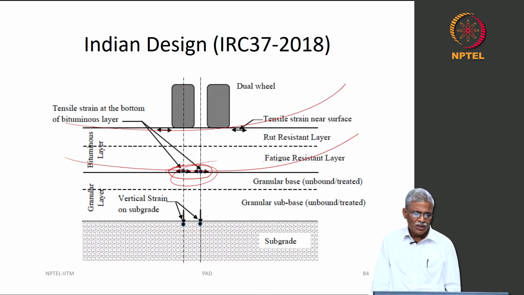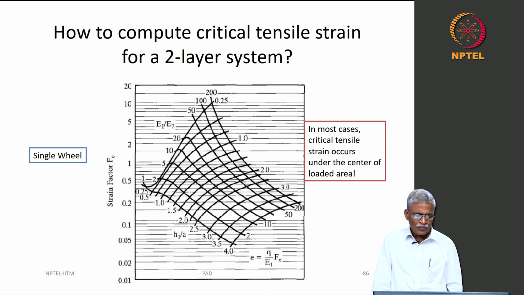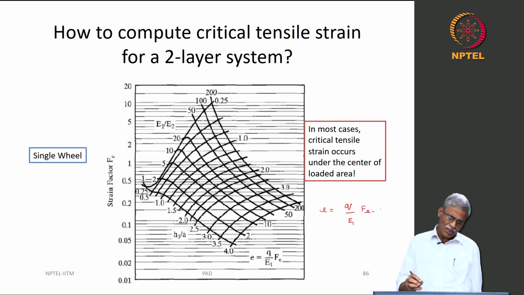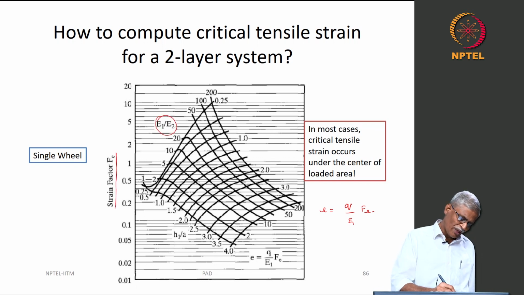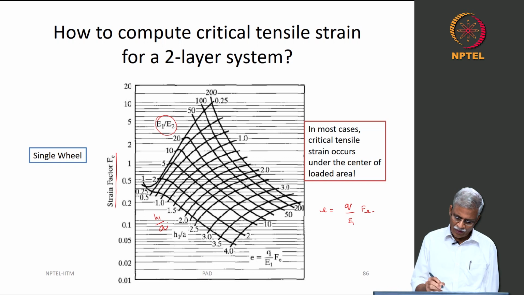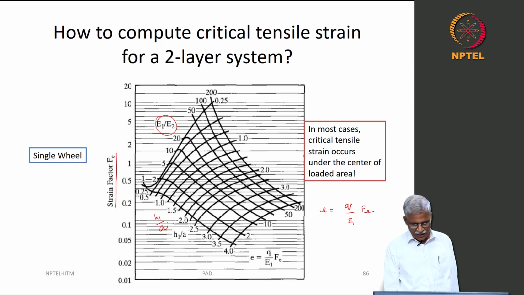Okay. So, let us just get back here, and you can essentially see this is the critical tensile strain. So, it is going to be Q times E1 F E. You can actually see E1 by E2 is given here, this is the strain factor which is given here, and these are all H1 by A, that is very clearly given here.